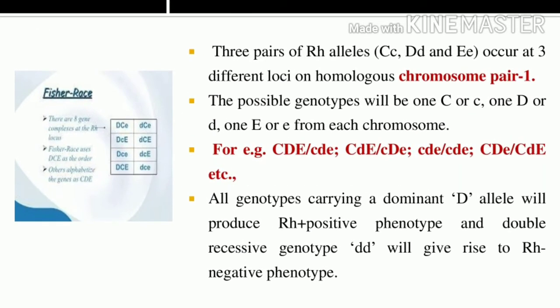What are the three pairs of Rh alleles? Dominant C, recessive c. Dominant D, recessive d. Dominant E, recessive e. Where are they present? On closely linked loci of a homologous chromosome pair, which is the first chromosome. So we have possible genotypes.